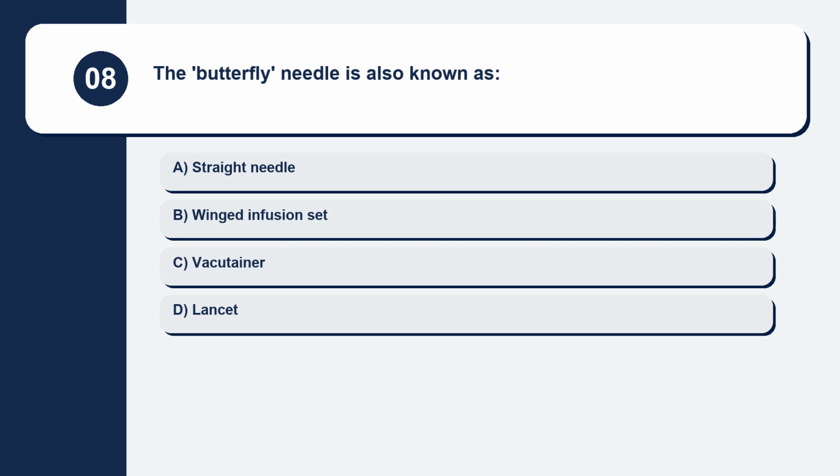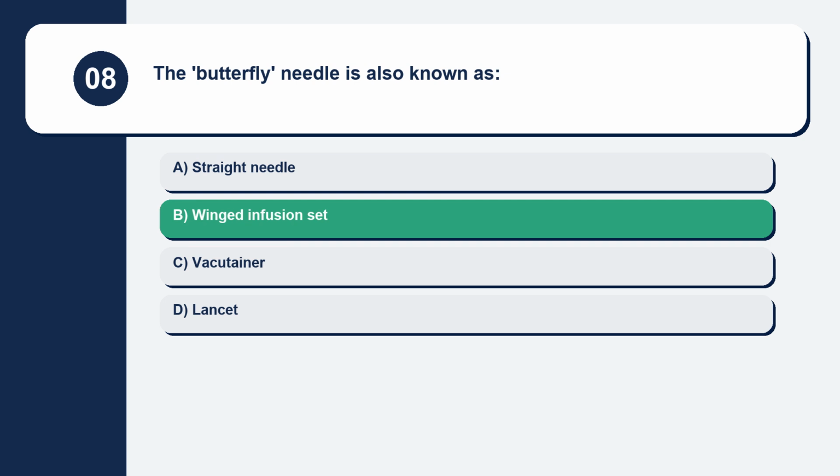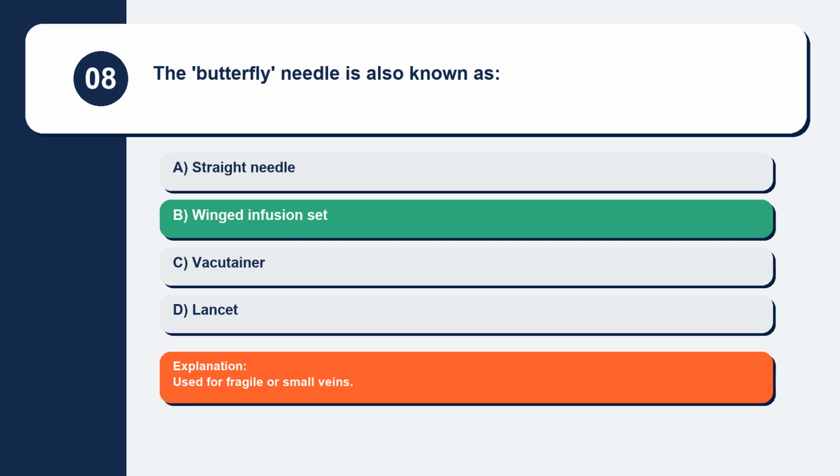Question 8. The butterfly needle is also known as straight needle, winged infusion set, vacutainer, lancet. Used for fragile or small veins.